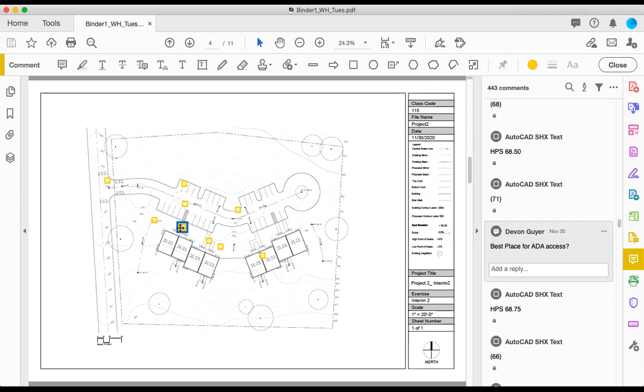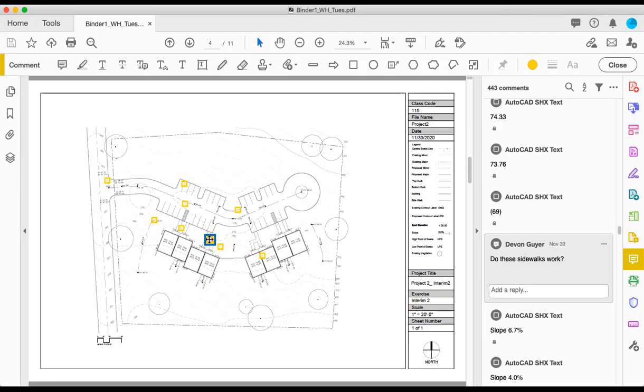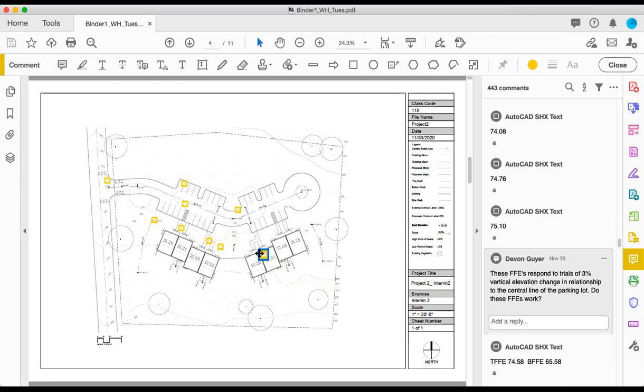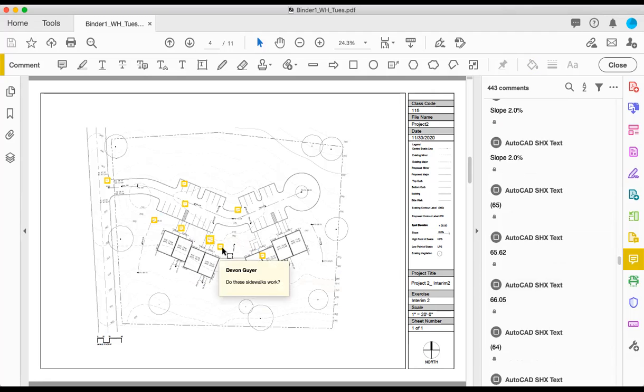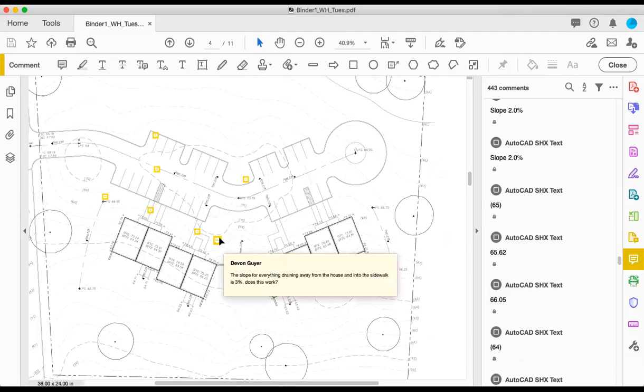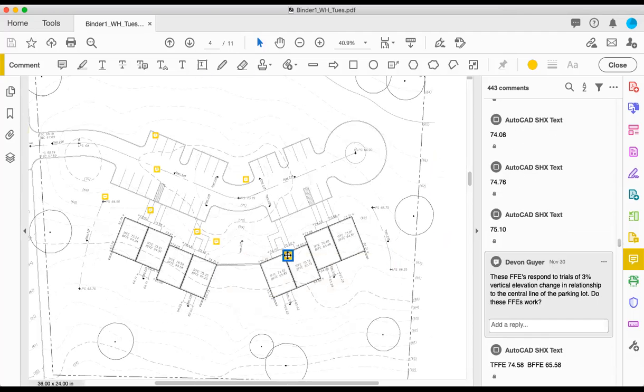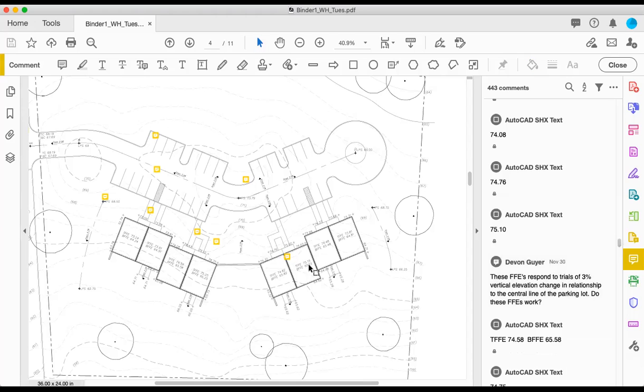Best place for ADA? All these three are actually not that difficult to put ADA. Do these sidewalks work? What's that one? Same thing, I guess. So there are three vertical changes, range that. Okay, we'll take a look at the units. What is this middle one? Okay, yeah, let's zoom in.